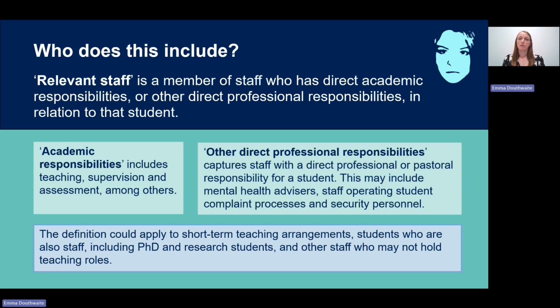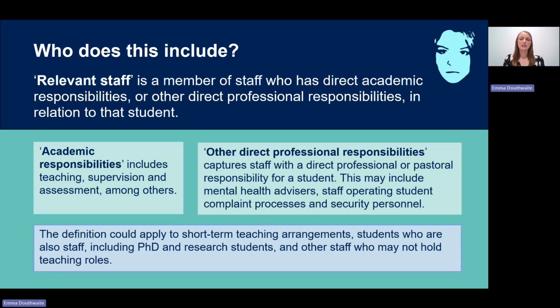We use the definition of relevant staff member in our definition of a ban on intimate personal relationships. This is intended to capture relationships where abuses of power and conflicts of interest towards students may occur. A relevant staff member is a member of staff who has direct academic responsibilities or other direct professional responsibilities in relation to that student. When thinking about which staff are relevant, you will want to start with the definition of staff, which includes but is not limited to employees and contractors of the provider.